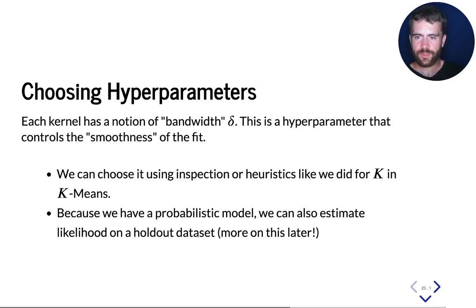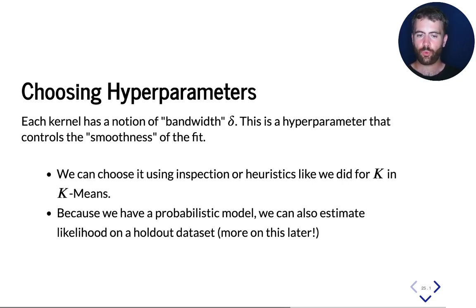Also, all of the methods that I defined earlier had this notion of bandwidth delta. It's either the shape of the Gaussian kernel, or it's the width of the top hat kernel, which counts how many points are near our query point X. And this is a hyperparameter that can control the smoothness of the fit. Here, as in many other algorithms that we have seen, we have the question of how do we choose this hyperparameter. And we have several options.